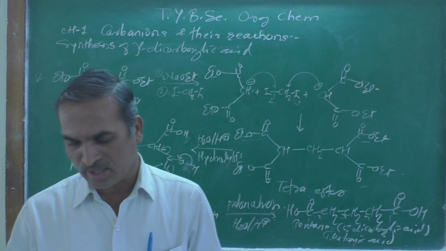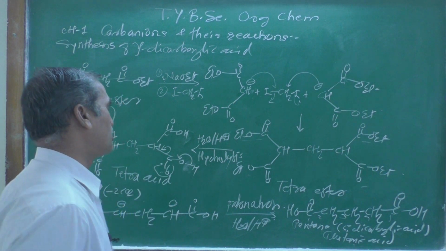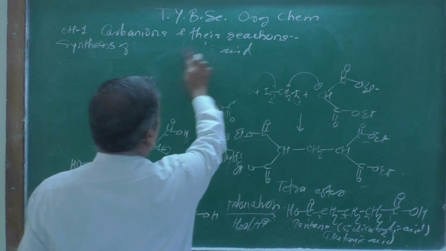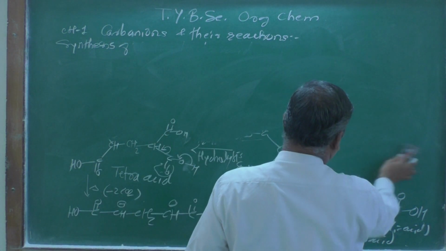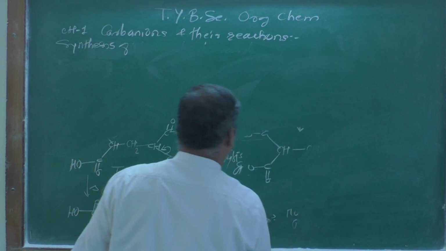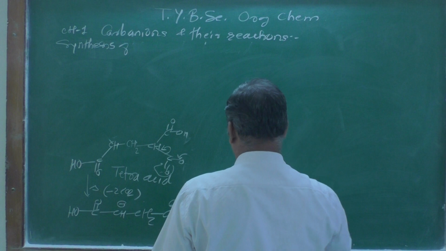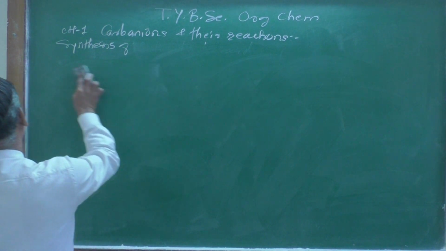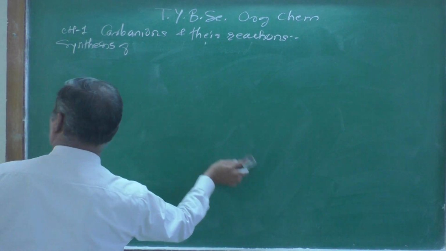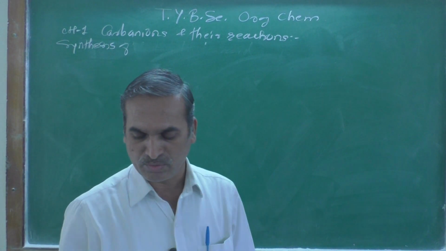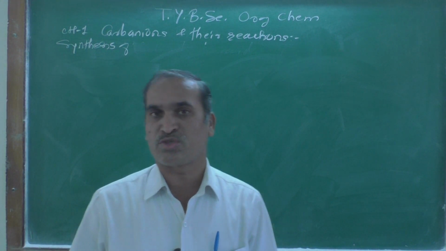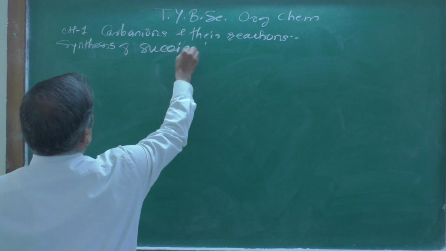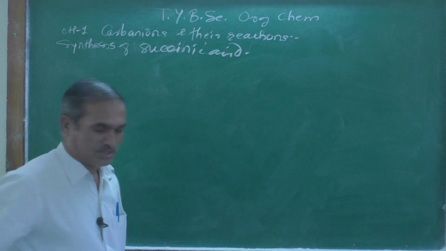Now let us look at the next one, the synthesis of succinic acid. Now we are going to see the next synthetic application of malonic ester, because we are discussing the synthesis of various acids starting from the malonic ester. So now what we are going to synthesize? Synthesis of succinic acid.